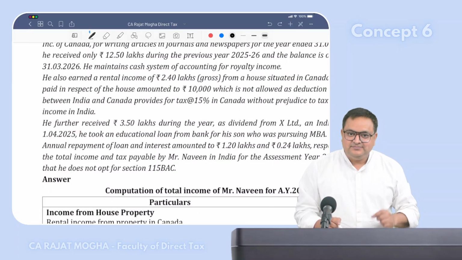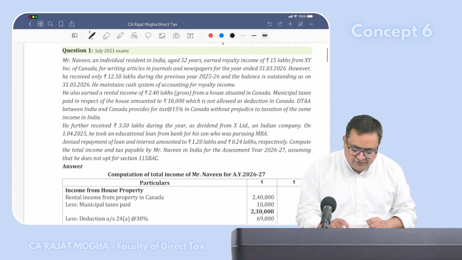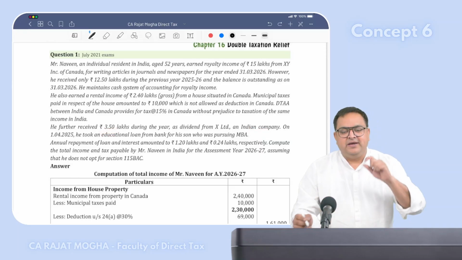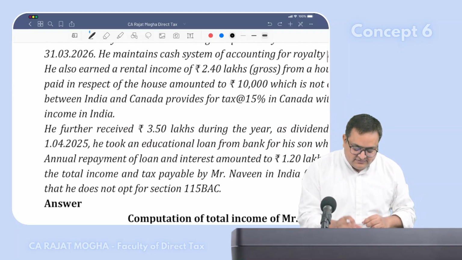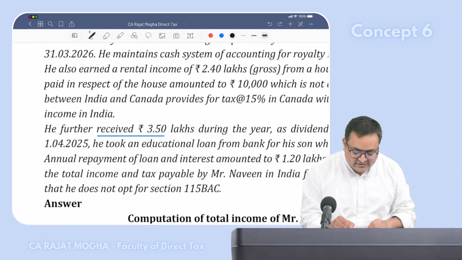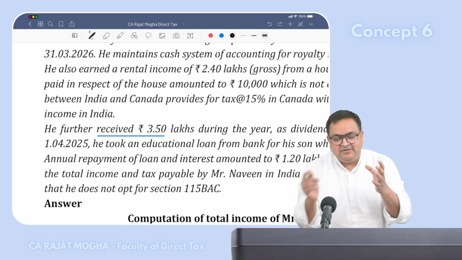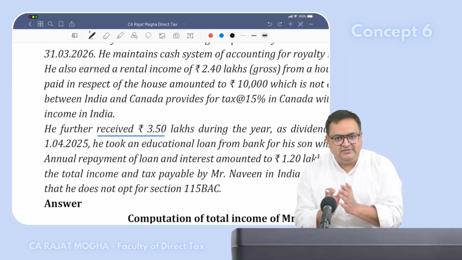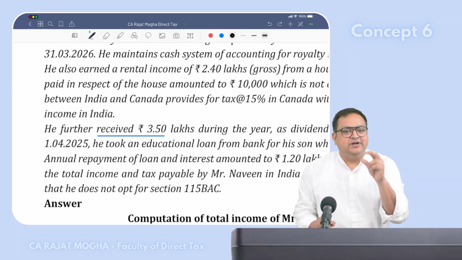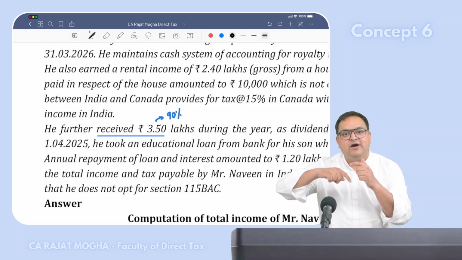See, here it is written, he further received 3.5 lakh during the year as dividend from X Limited, an Indian company. It's an Indian income. So you would take 3.5 lakh as income. But see what is written. See how smartly the examiner has written he received 3.5 lakh rupees. We understand that there is TDS on dividend also, 10%. So when we say that he received, it means that he received after the tax on dividend. So 10% would have been deducted, so what he received is actually equal to 90%. So you have to gross it up.